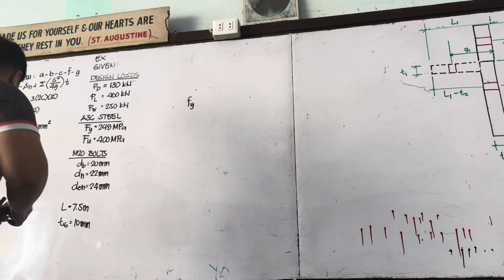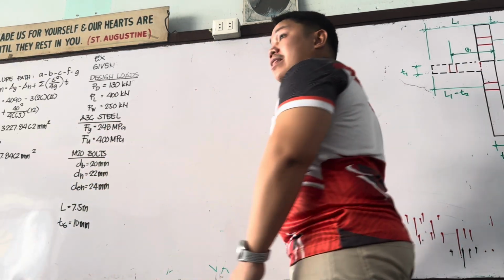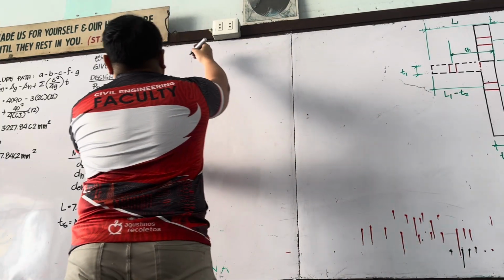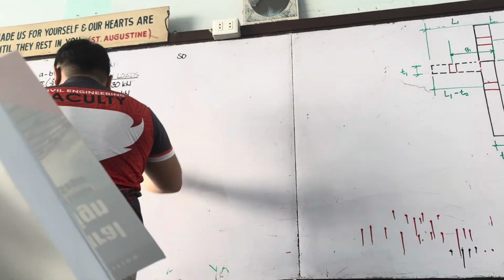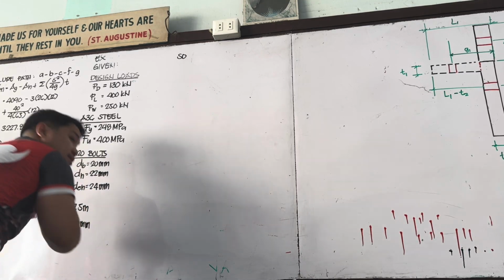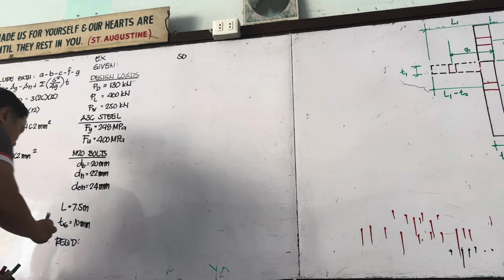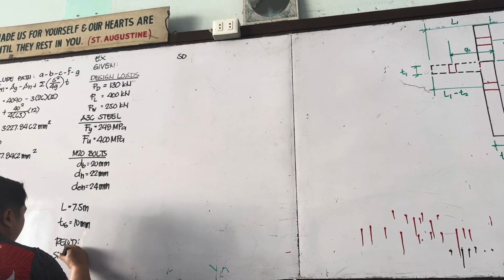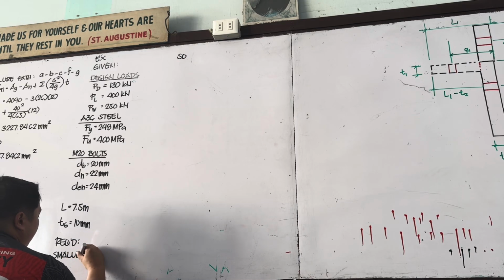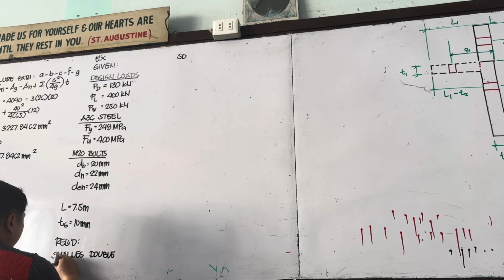This is a design problem. Meaning, let's go back. The important task is to select the smallest member. It isn't stated, but usually in a design class we select the smallest when there is no mention. So, the smallest double angle.